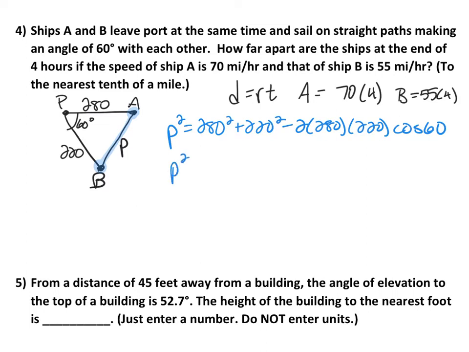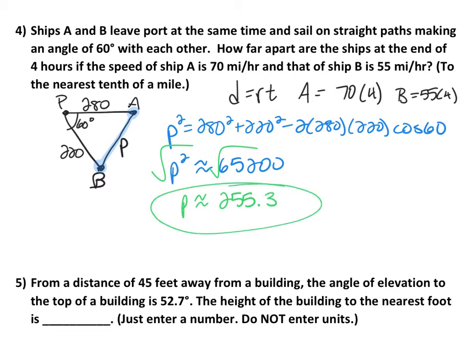This p squared comes out to 65,200. Not about, it's exact, 65,200. And then we have to remember to square root that. So don't forget to square root that. So we'll take the square root of that, and p, how far apart they are, is 255. Nearest tenth of a mile, so 255.3 miles. Okay. All right, next problem, moving on.